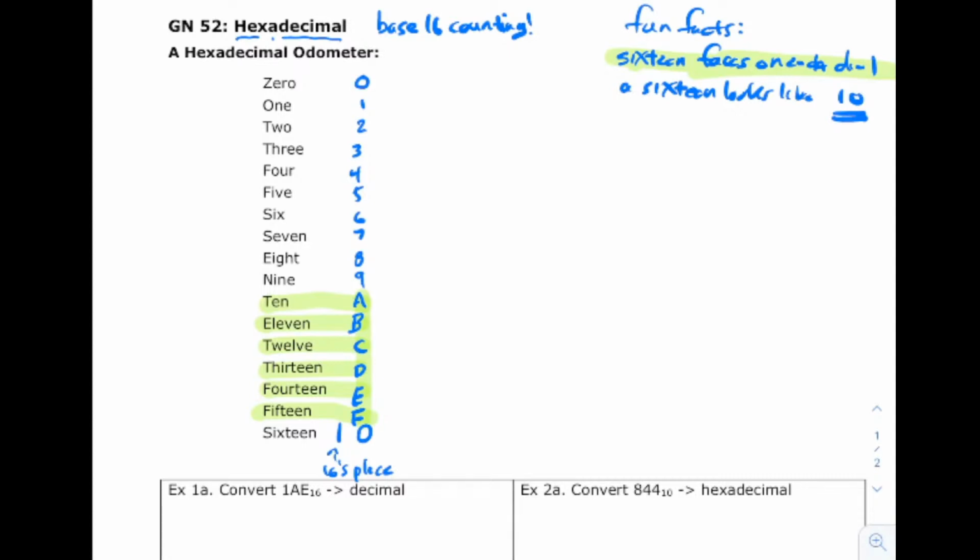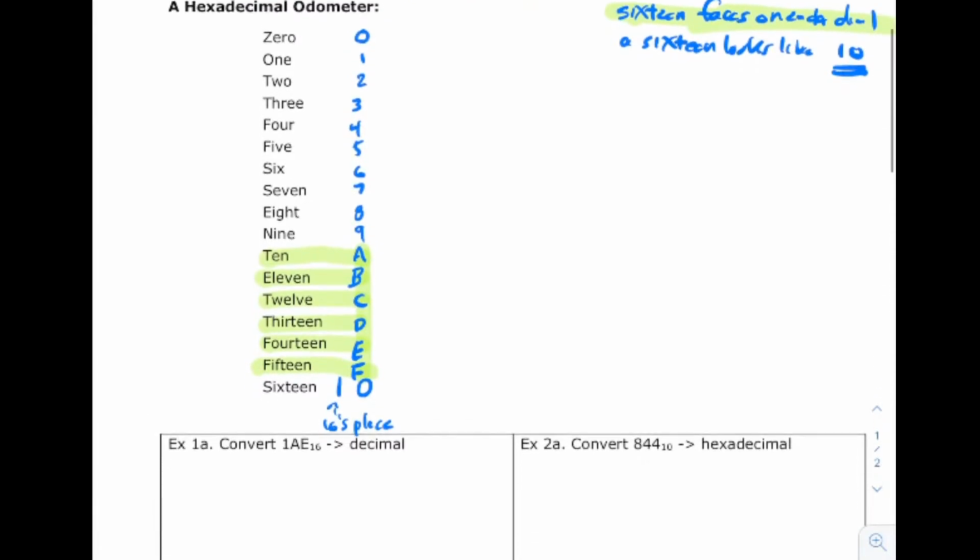The good news is, from here, it's all the same as what we've been doing. What we need to do, of course, is be able to convert back and forth, hexadecimal to decimal, decimal to hexadecimal. And I've got 4 examples here that'll do the trick for us.